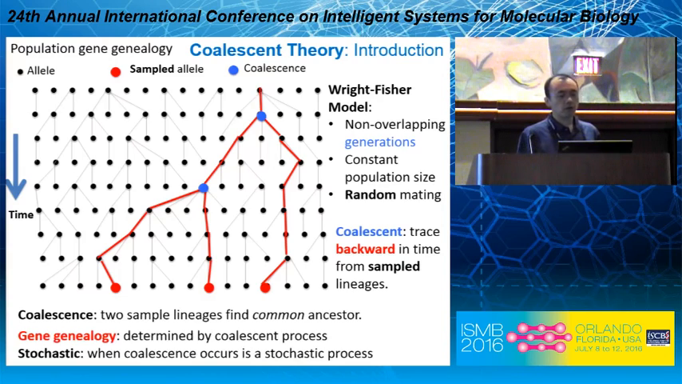The importance of the coalescent is that this is a stochastic process, pretty much determining how you're going to observe the gene genealogy. That is how these sampled alleles are related to each other. So in this case, the two alleles on the left are more closely related.